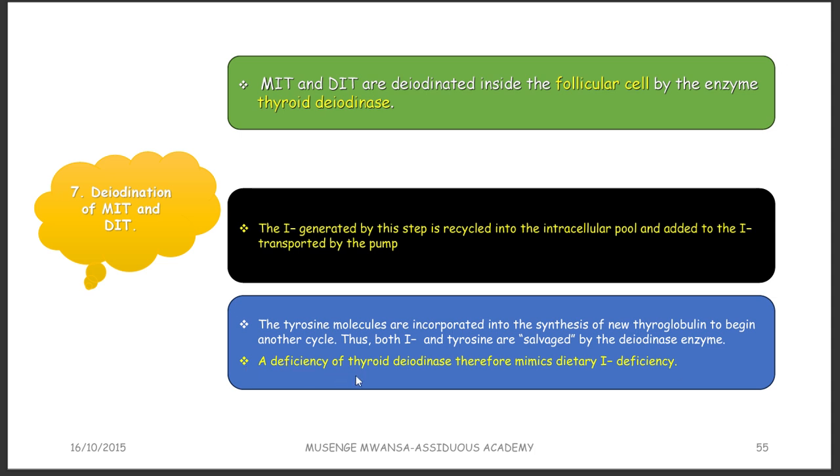A deficiency of thyroid deiodinase will mimic dietary iodine deficiency. If you don't have the enzyme that breaks down the MIT and DIT, it will be as though you don't have any iodine, because iodine cannot be released. So that is what happens.